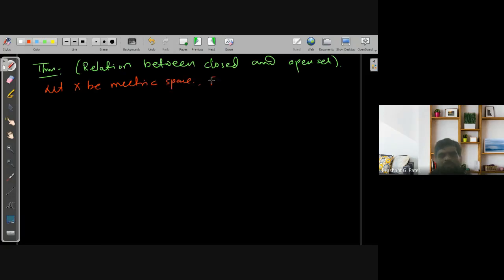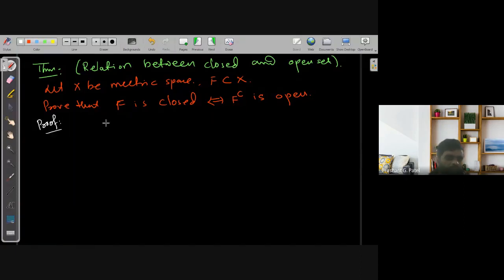And F will be a subset of X. Prove that F is closed if and only if F complement is open. So if F is a closed set, its complement will be an open set, and this is true for any metric space X. Let us discuss the proof for this statement.